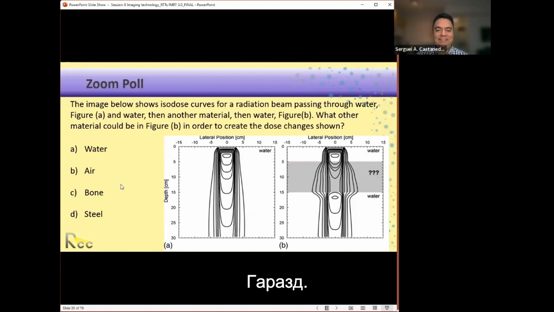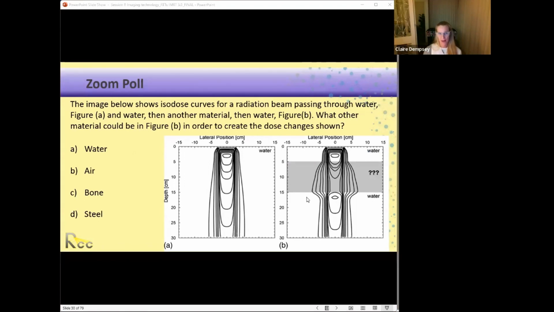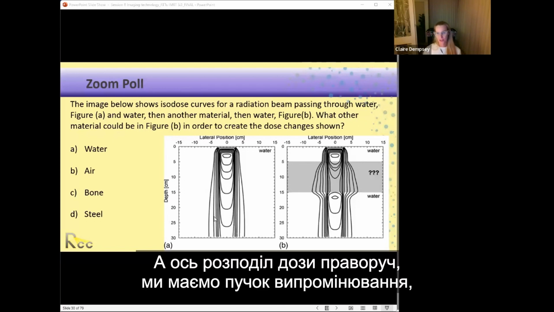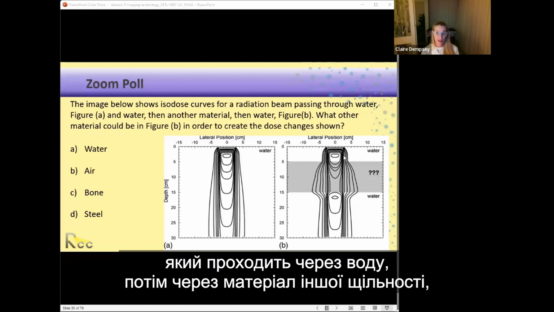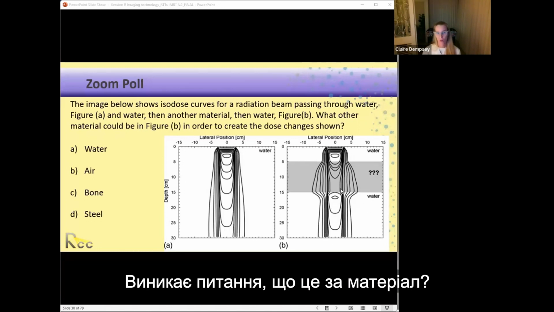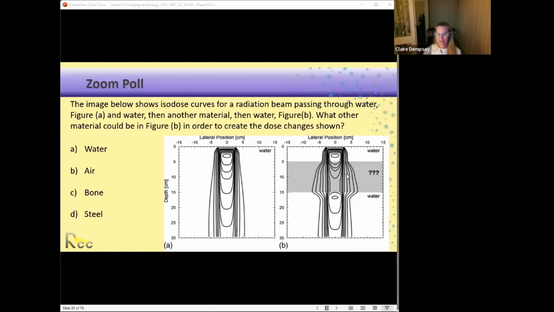All right. In this question, we've got two different dose distributions. The dose distribution on the left is a radiation beam just passing through water. And on the right, we have a radiation beam that passes through water, then a different density material, and then back into water. So the question is, what is that material, with the question mark, that our radiation beam on the right is passing through?